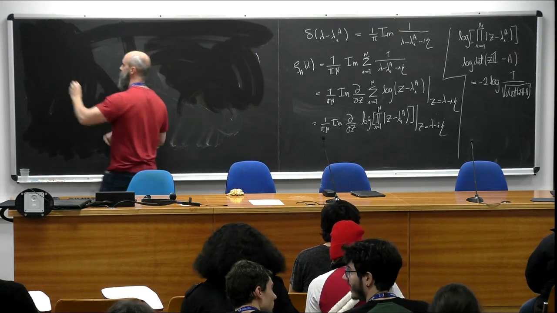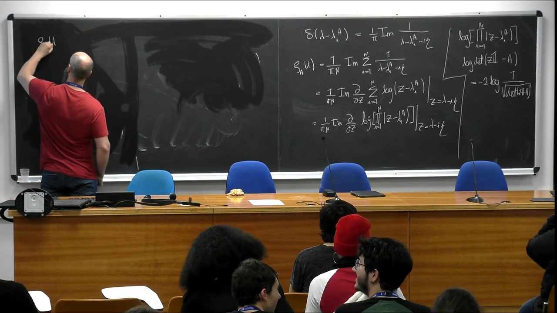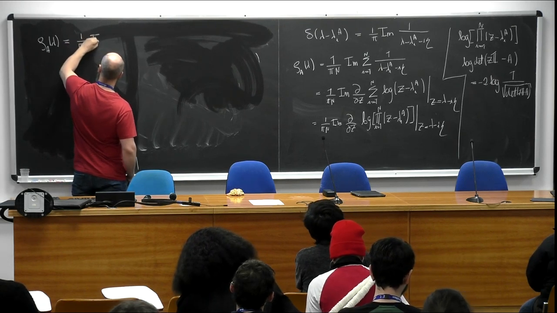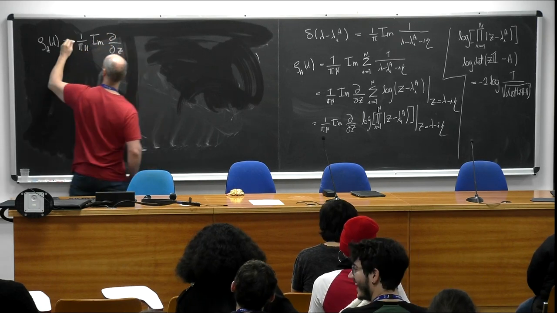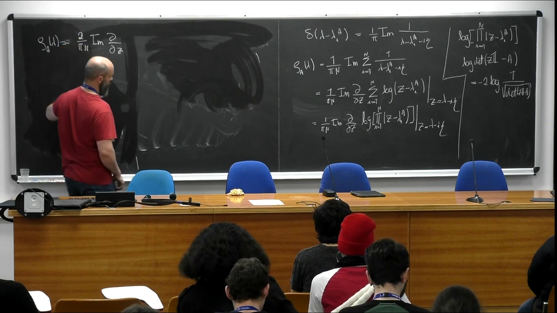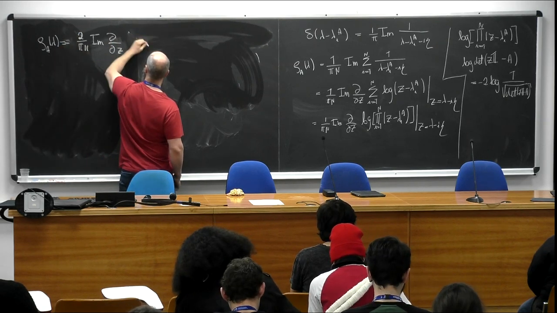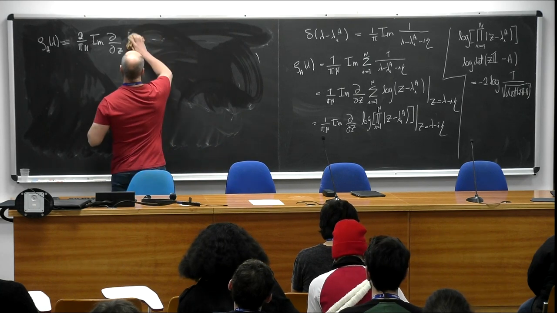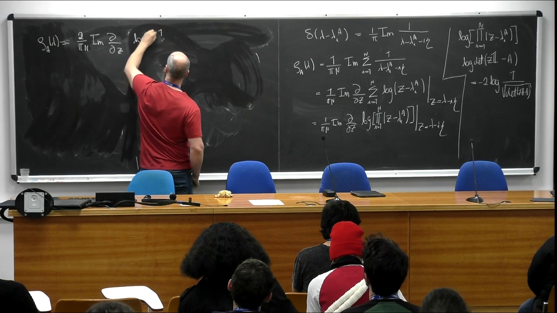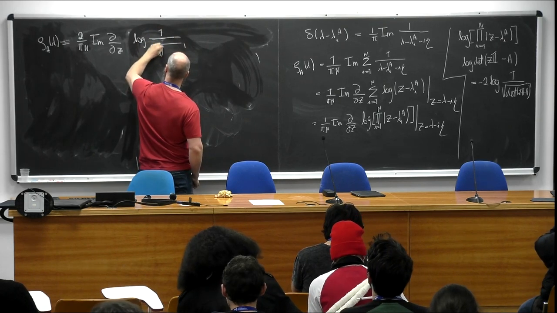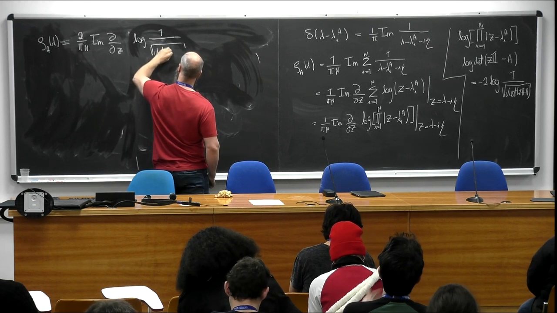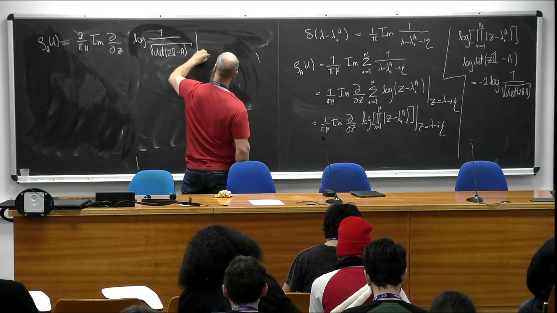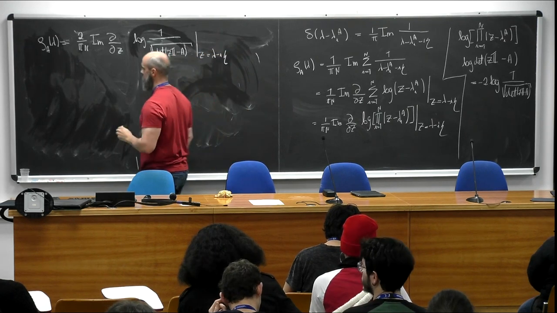So we end up having the following: rho sub A of lambda is equal to 1 divided by pi n, the imaginary part of the derivative with respect to z. I have here a minus 2 of the logarithm of 1 over the square root of the determinant of z times the identity matrix minus A, when z is equal to lambda minus i eta. Right.